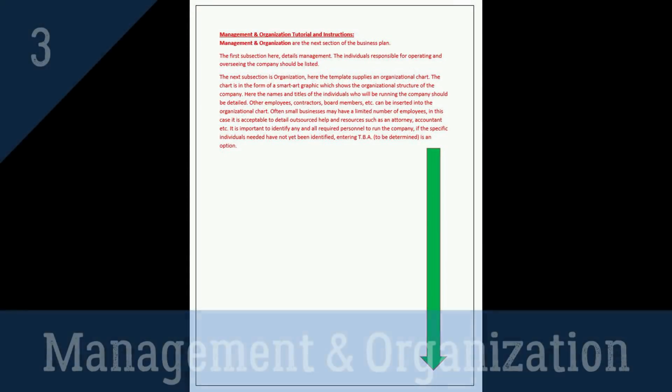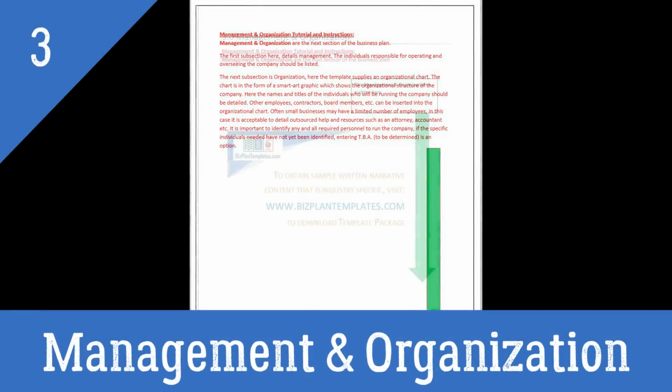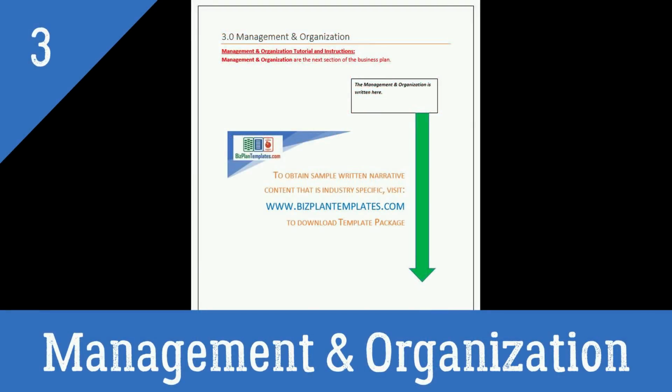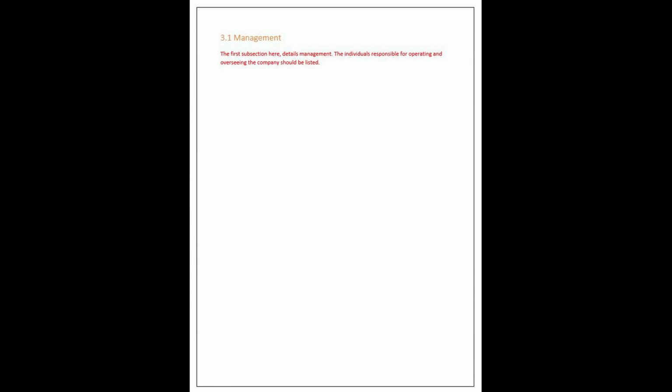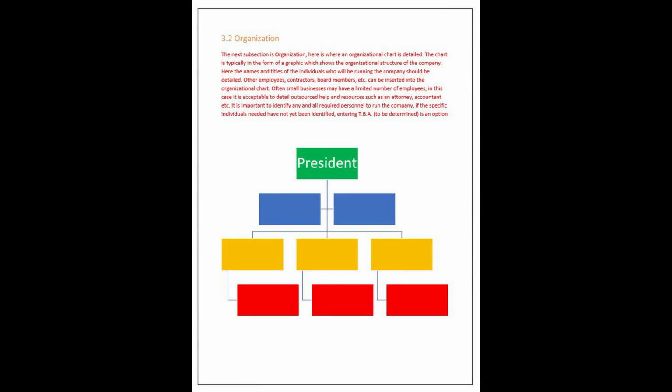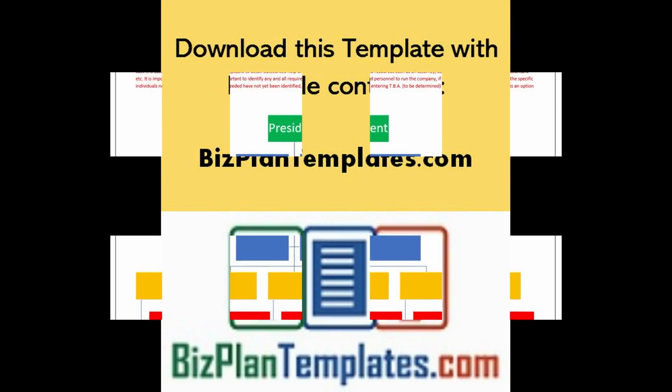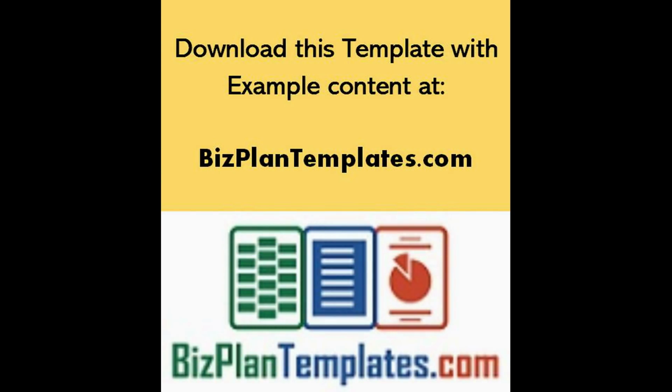Management and Organization Tutorial and Instructions. Management and organization are the next section of the business plan. The first subsection here details management. The individuals responsible for operating and overseeing the company should be listed. The next subsection is organization. Here, the template supplies an organizational chart. The chart is in the form of a SmartArt graphic which shows the organizational structure of the company.